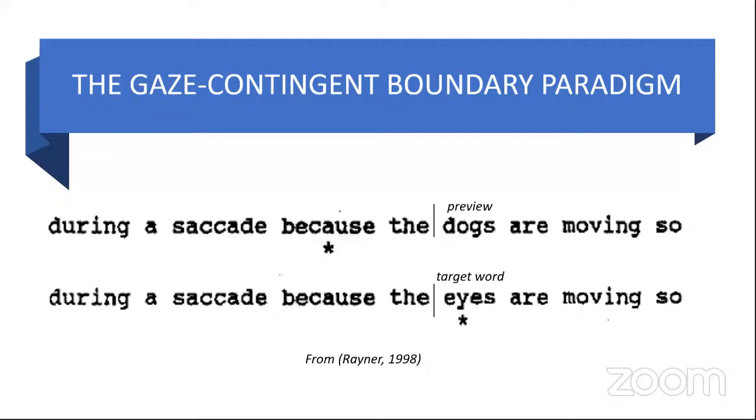And then when the reader's eyes cross this boundary, the preview is quickly replaced by the target word so that the participant doesn't notice it. And so the researchers can manipulate some characteristics of this preview, for example, phonological and orthographic characteristics, and estimate how it will affect the fixation duration on the target word when it is in the foveal region.